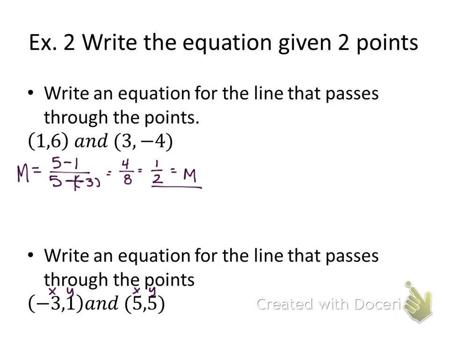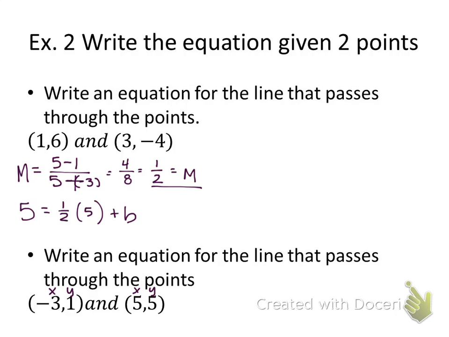So now, I know m. What else am I still missing? b. How am I going to find b? Josh? y equals 1/2 times 1 plus b. Okay, so we're going to plug in our y and our x into our slope-intercept form and solve for b. Now, do y'all want to use the (-3, 1) ordered pair or (5, 5)? All right, let's do (5, 5). So we're going to say 5 equals m, which is 1/2, times x, which is 5, plus b.